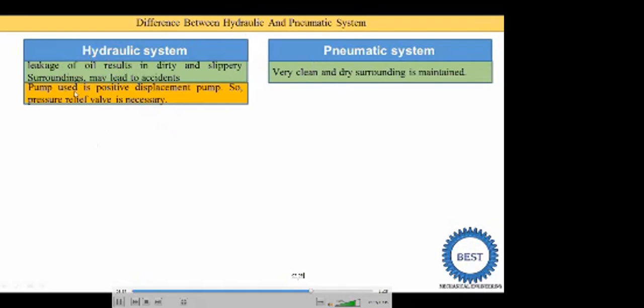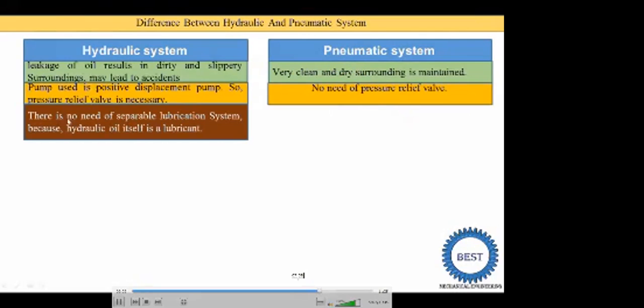In a hydraulic system, the pump used is a positive displacement pump, so a pressure relief valve is necessary. In the general layout of the hydraulic system, we see that a pump is used. With the pump, to control the pressure, we need the pressure relief valve. In a pneumatic system, there is no need of the pressure relief valve.